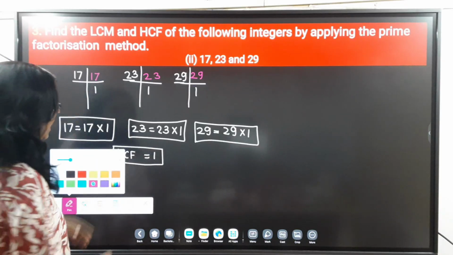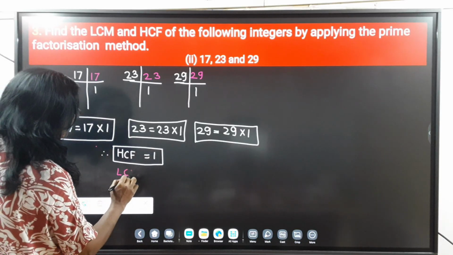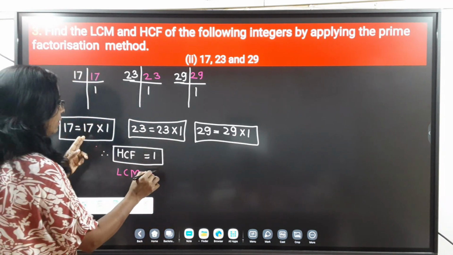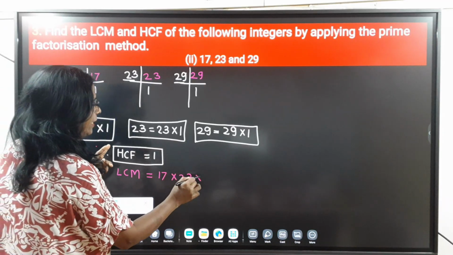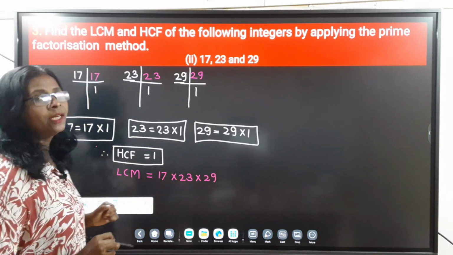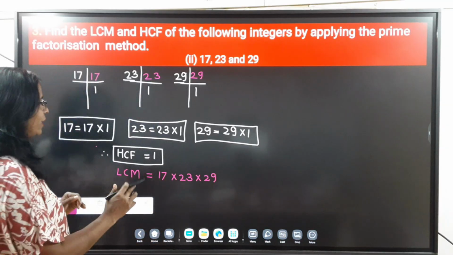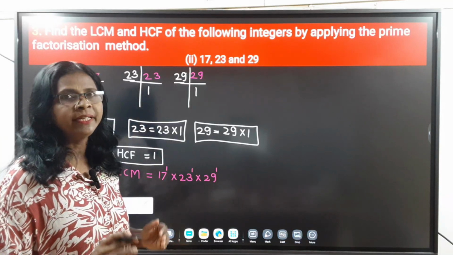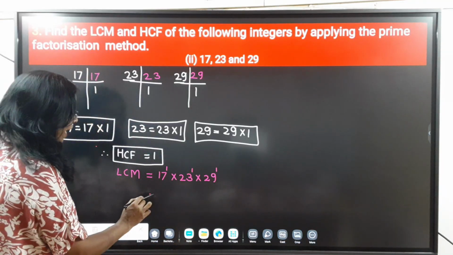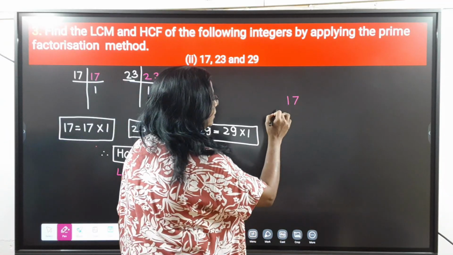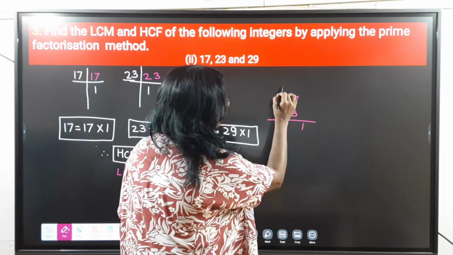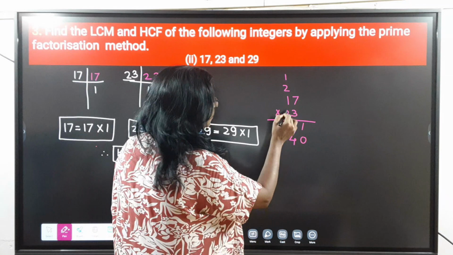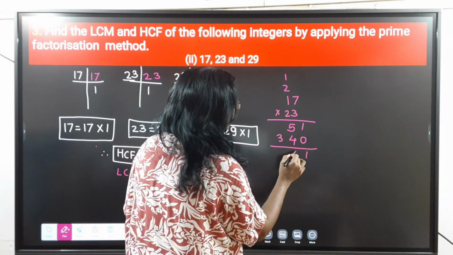So now, students, the LCM. LCM is equal to, first write down the different numbers. The different numbers are 17, 23 and 29. And then the product of them, the greatest power of each prime factor. So 17 raised to 1, 23 raised to 1 and 29 raised to 1. That means 17 multiply 23 multiply 29, students. So now I multiply 17 multiply 23.